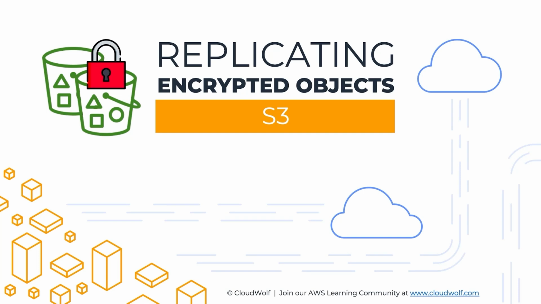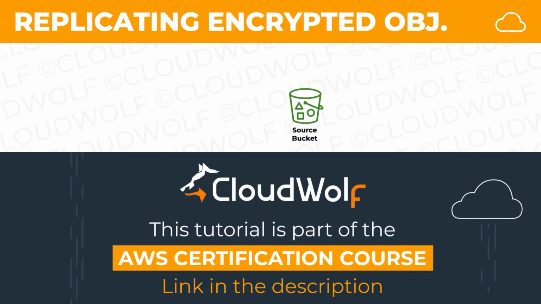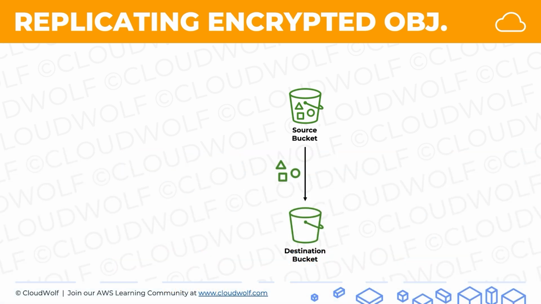Hello and welcome back. Today we're talking about replicating encrypted objects in S3. Let's say you have a source bucket and you'd like to replicate some objects into a destination bucket. And this bucket can be in the same region or in a different region.